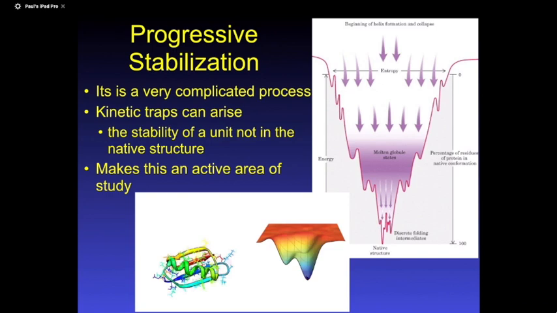And so with some proteins, what happens is the larger the protein is, the more kinetic traps can be formed that get portions of the molecule in really stable conformations that are not the right full conformation.